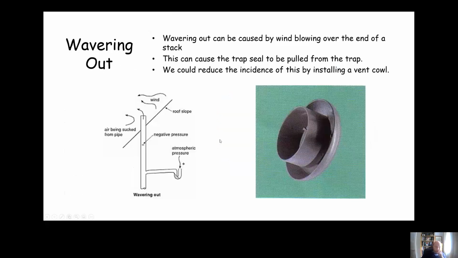Okay, waving out, again, like we talked about, is caused by wind blowing over the end of the stack, which can cause the trap seal to be pulled from the trap, as water starts to lap from side to side. You can prevent that by fitting a vent cowl at the top of the stack.